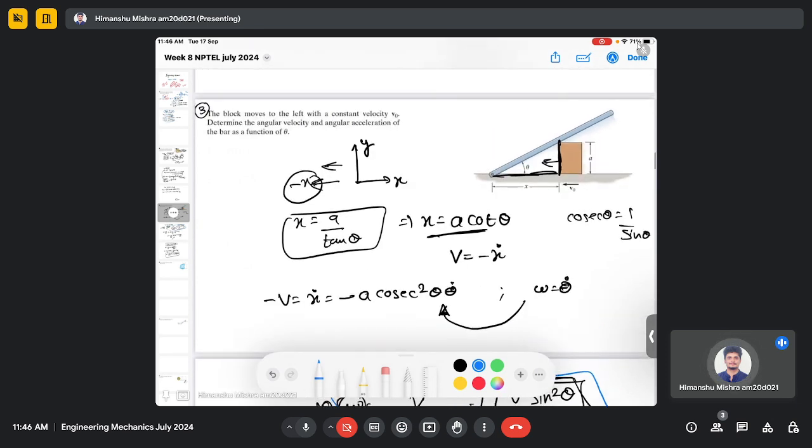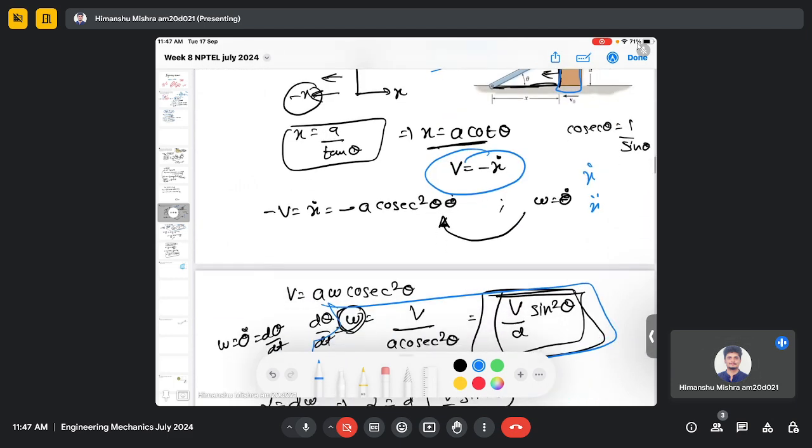Just to recap, we are given this bar which is moving in the left direction. We write down the distance it is covering, in terms of L, a, or theta. When we differentiate this expression, we get the velocity of the block, x dot, and the acceleration of the block. Since it is moving in the left direction, we found that the velocity is minus x dot, not the positive x dot. From this velocity expression, we can calculate omega. In the previous question this was our final answer v, but here we need to find theta dot, which is omega.